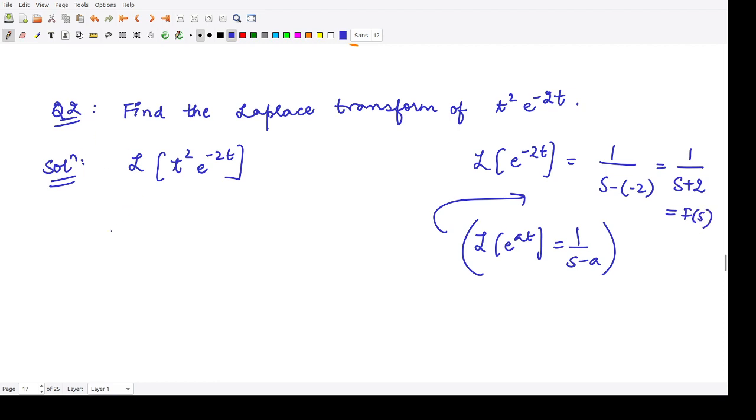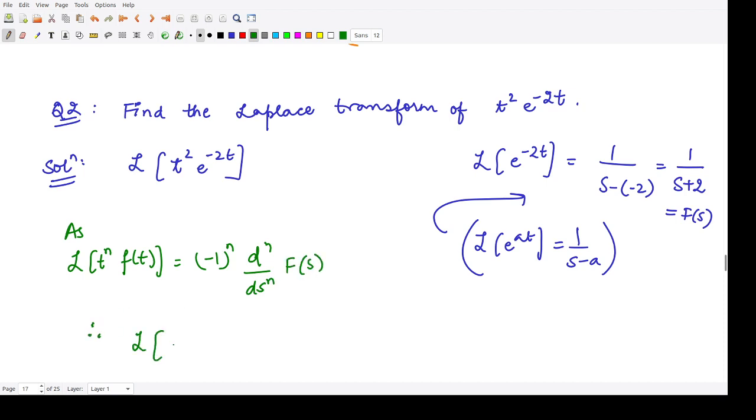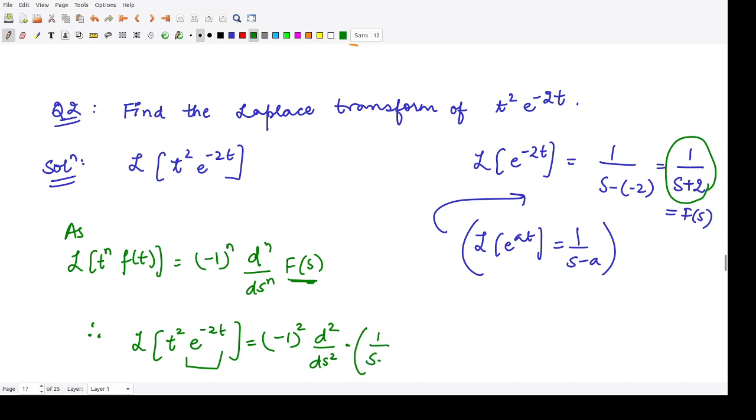Now according to this formula, the Laplace transform of t to the power n f of t is equal to minus 1 raised to power n, the nth derivative with respect to s of f of s. Therefore, the Laplace transform of t square e to the power minus 2t would be minus 1 raised to power 2, the second derivative with respect to s of f of s. What is f of s? The Laplace transform of this term, and that was 1 by s plus 2.